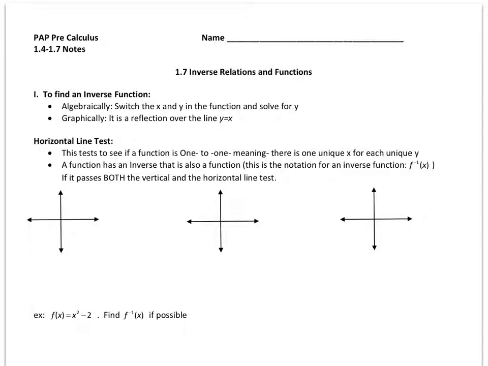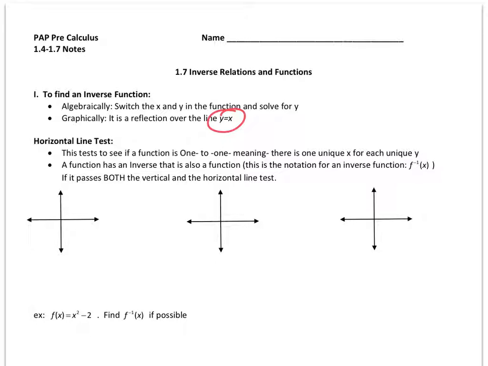This is the notes for 1.7, inverse relations and functions. To find an inverse function algebraically, you're going to switch the x and the y in the function and solve for y. Graphically, it's a reflection of the line over the line y equals x.